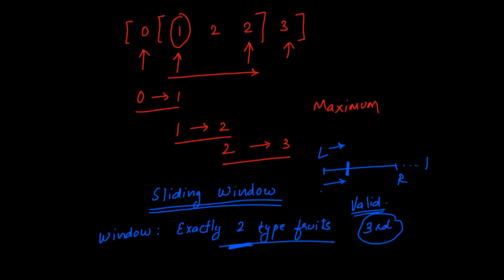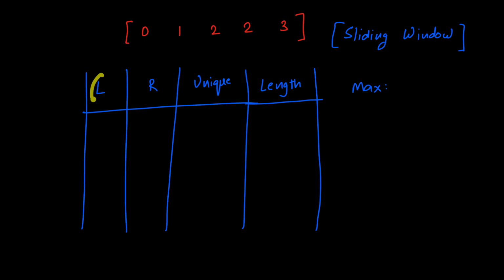Let's do a dry run with this example to get a better idea. So we have two pointers left and right which will determine the range of the window. This column will record the total number of unique fruits we have between the left and right pointers, and the length will determine the range of this window. And this max variable will record the maximum length of the window that we iterated so far.